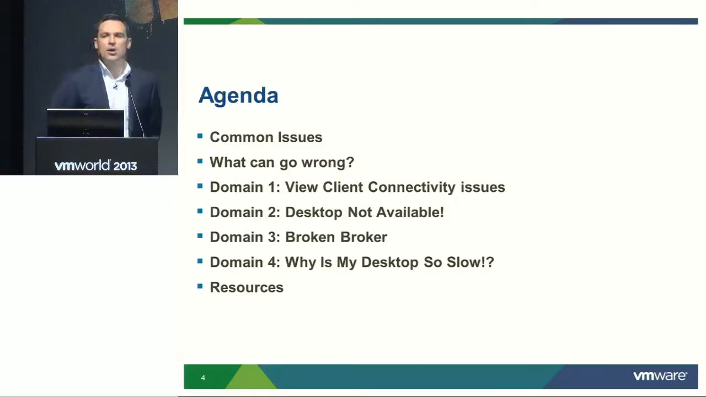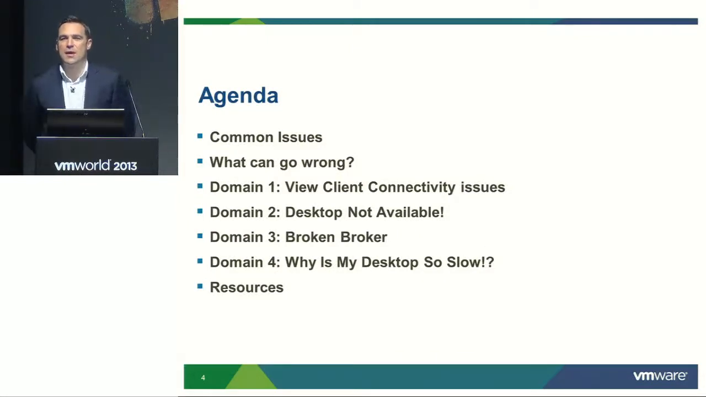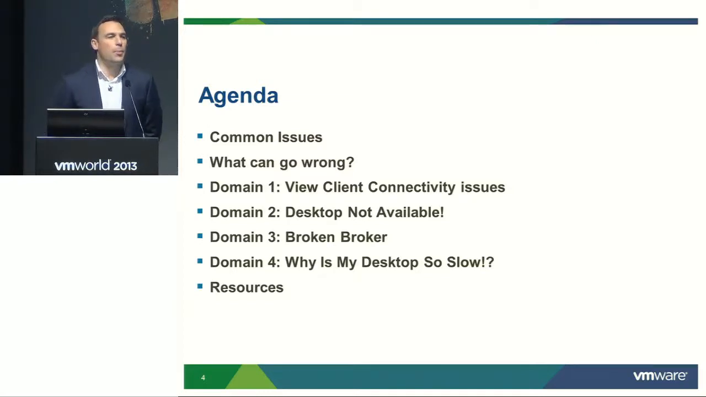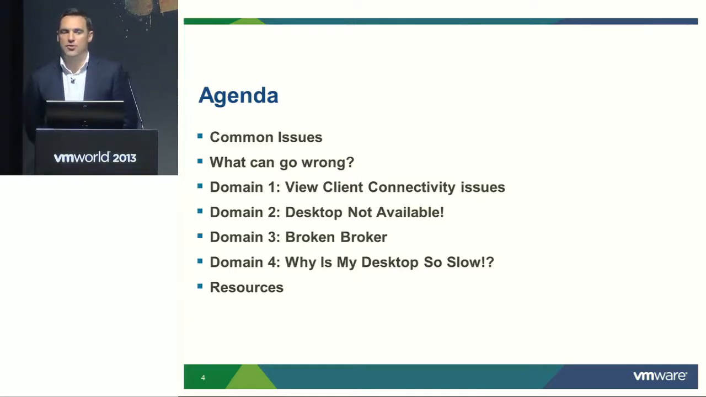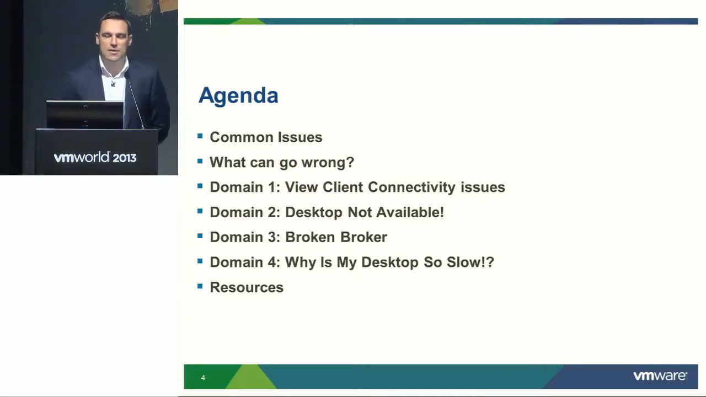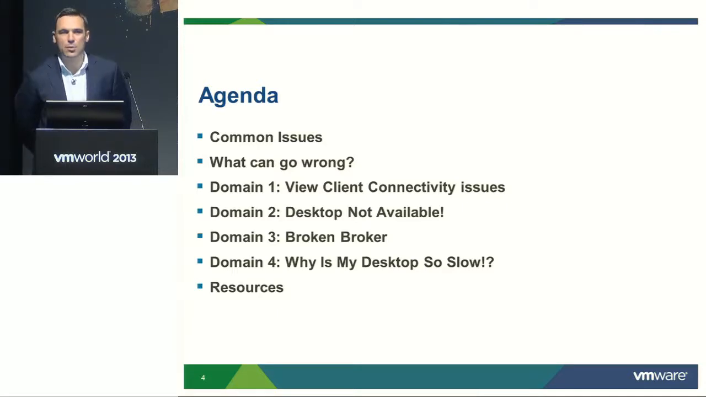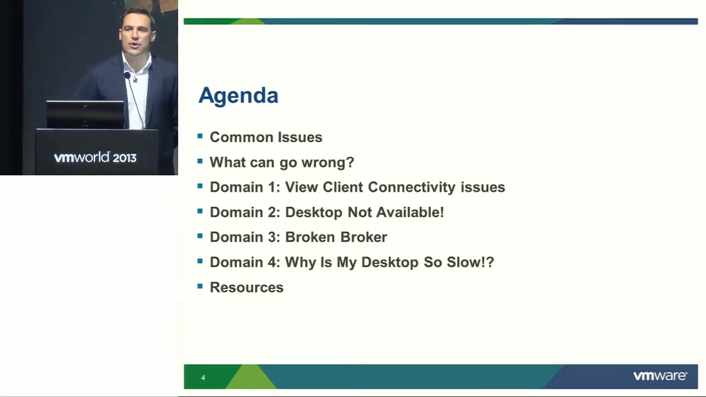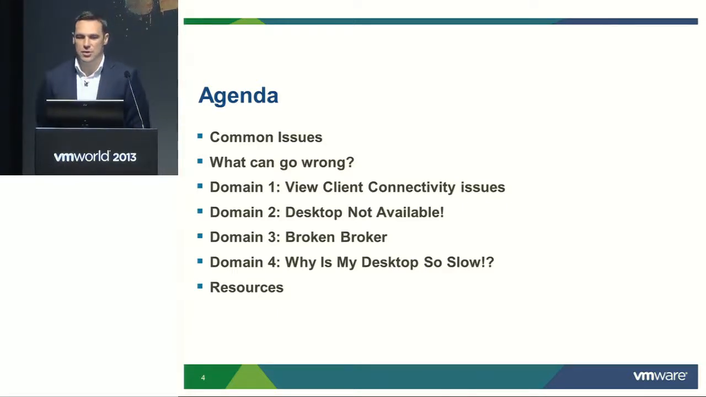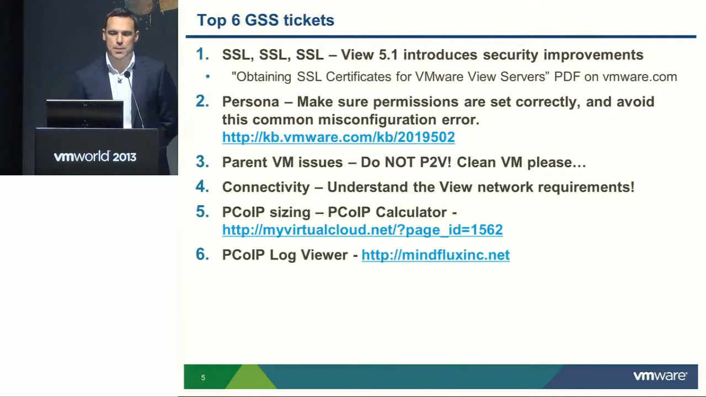Okay, so the agenda, we're going to look at some of the common issues that you can see whilst operating a View environment. We'll look at what can go wrong, and then we'll break those issues down into 4 problem domains and talk about how you can find out what's going wrong in each of those domains and some of the common fixes. And then finally we'll cover resources that are available to you, tools and things like that you can use to help troubleshoot.